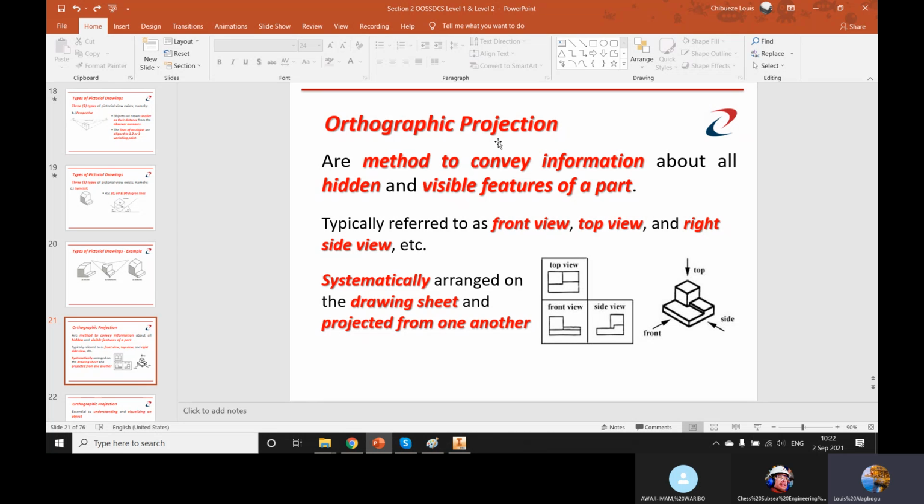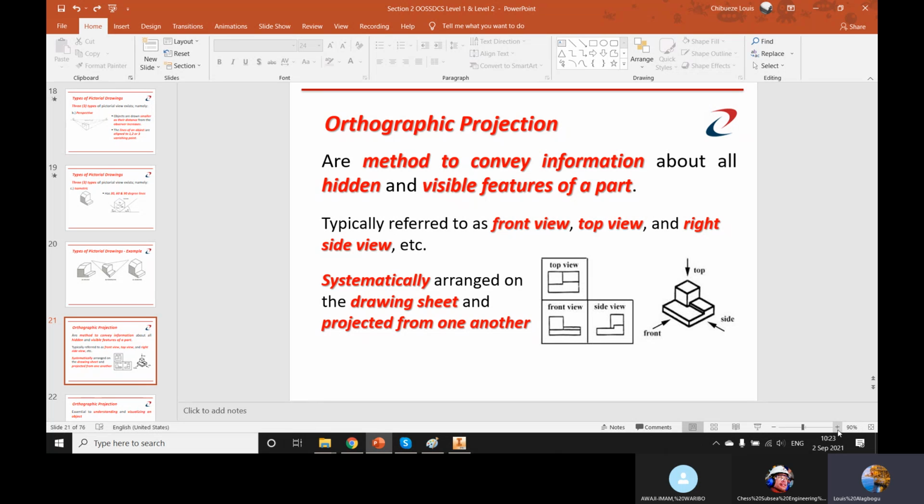So orthographic projection, we use it to show the hidden and the visible parts. So typically there's the front view, the top view, and the right side view. And in orthographic projection, the most commonly used one is the third angle projection. And this arrangement that is shown here is how the third angle projection is: top view up, front view just below it, and then the side view.